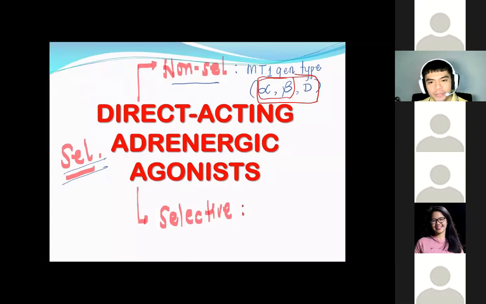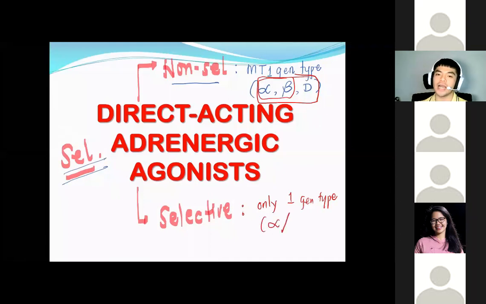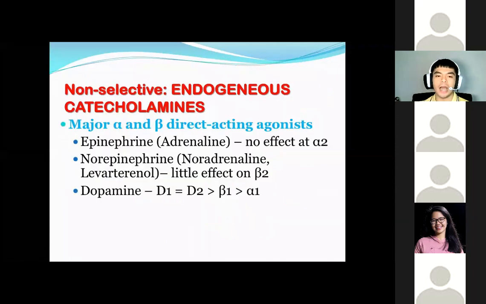Next, pag selective naman, only one general type of sympathetic receptors. Like for instance, kung loyal sa alpha, alpha lang dapat. Pag beta, loyal lang sa beta. At kung dopaminergic lang, loyal lang din sa dopaminergic receptors. Okay? Kaya selective ang tawag doon. So yan ang classifications ng sympathomimetic agents, direct acting. So first stop, discuss natin ang mga non-selective direct acting mimetics.